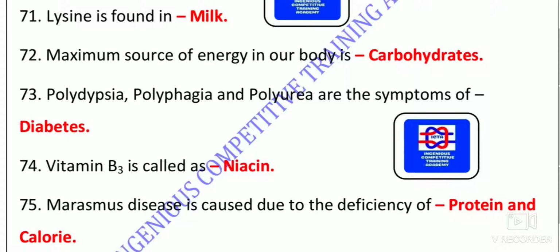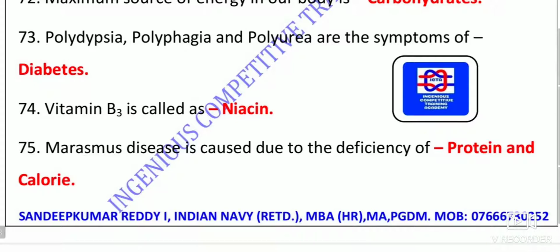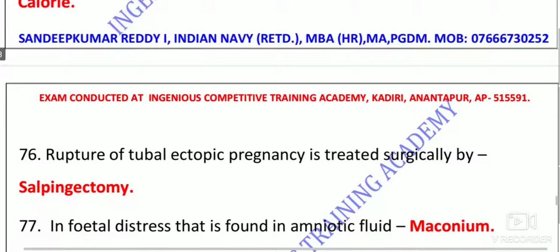We have vitamin B3, that is niacin. I already told you about vitamin B12, cyanocobalamin, and vitamin B1; you should remember B2, B3, everything. Marasmus disease is caused due to the deficiency of protein and calorie. This is what you have to remember. Because of the deficiency of protein and calorie, marasmus will occur.